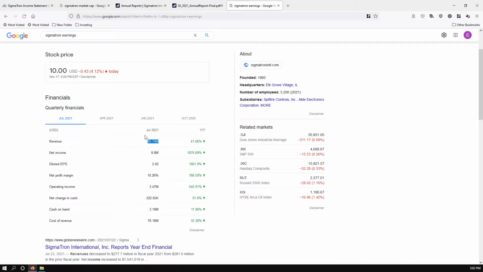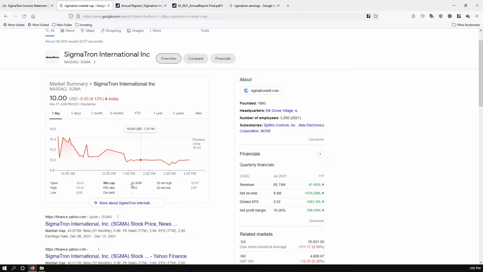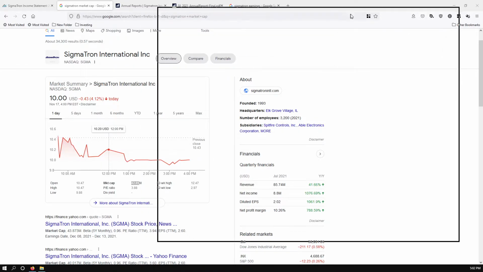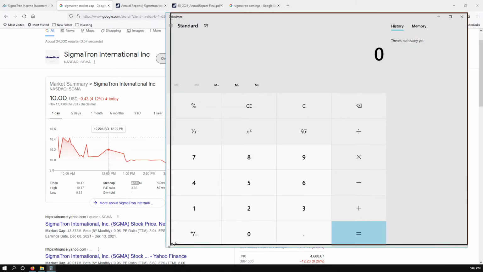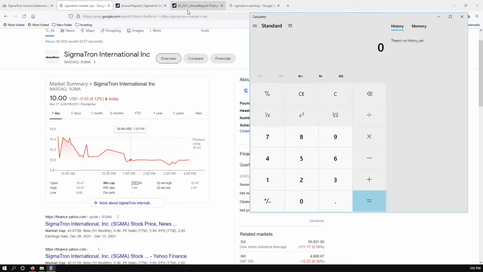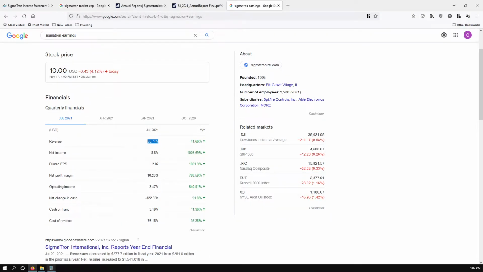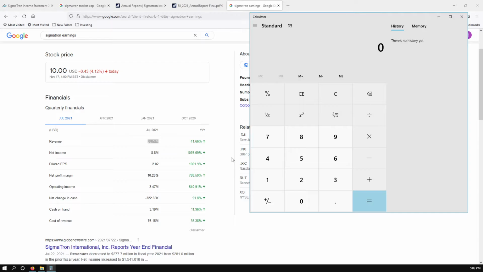And what I found interesting is here you have their revenue for last quarter, 85.74 million, and their market cap is only 42.85 million. So let's go back to the earnings. So this is just a quarter, right?